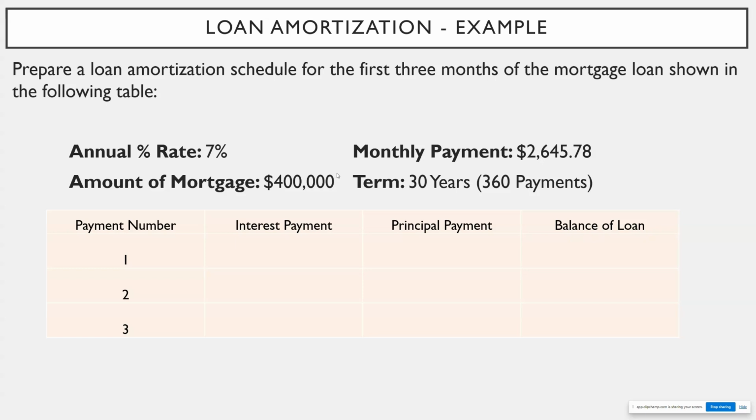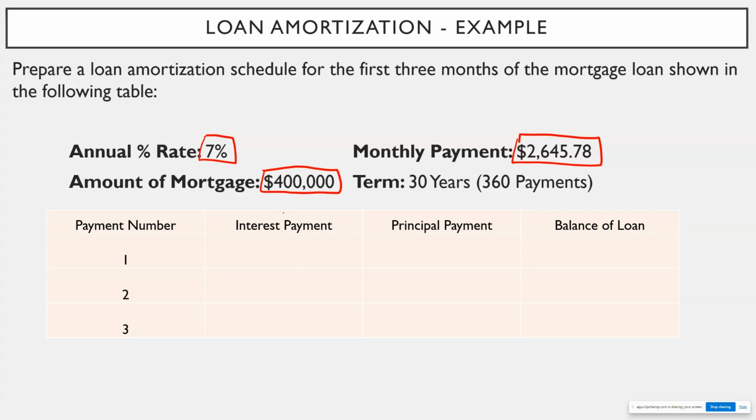All right, so here's the problem. Prepare a loan amortization schedule for the first 3 months of a mortgage loan shown in the following table. The amount of our mortgage is $400,000. The mortgage rate here is 7%. In a previous quick review, we found the monthly payment for this, which is $2,645.78. And it's a 30-year loan, so we're going to do 360 payments.